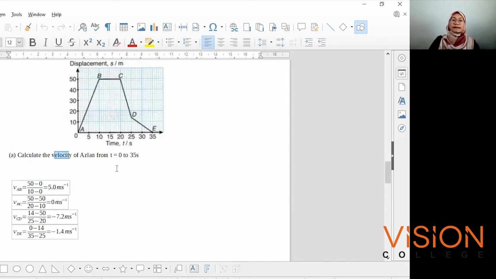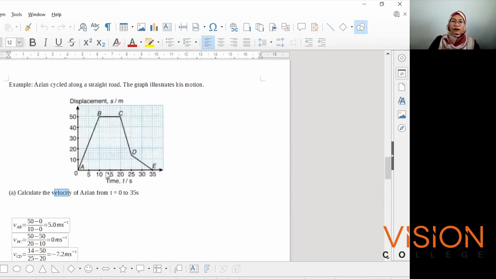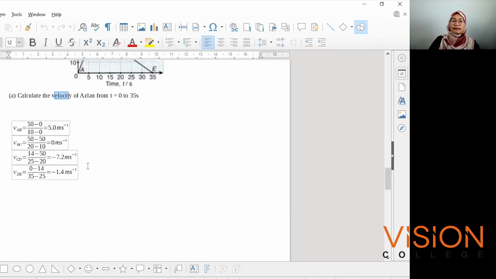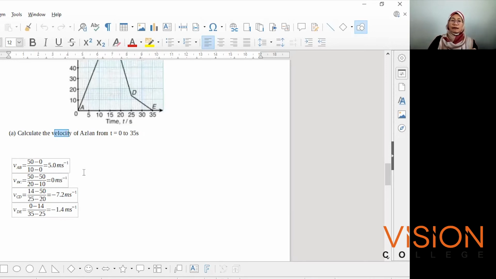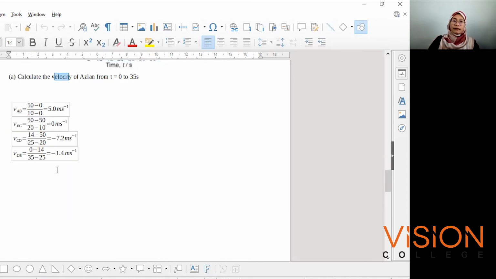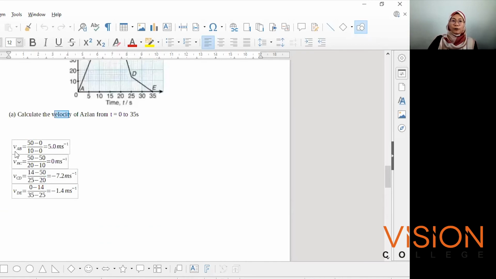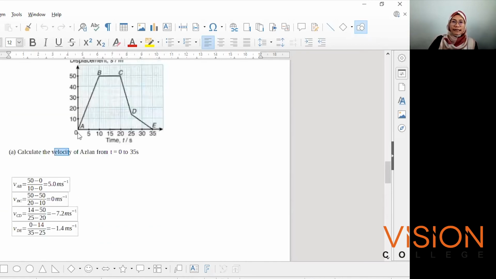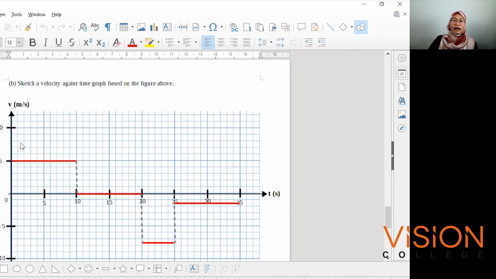Okay, so what if the question asks, draw the velocity against time graph based on this graph? Since we have calculated this one, we can sketch a velocity-time graph out of what we have calculated here. We know that from point A to point B, which is from 0 seconds to 10 seconds, the velocity will be positive 5 meters per second. So we sketch a graph. How do you sketch a graph?